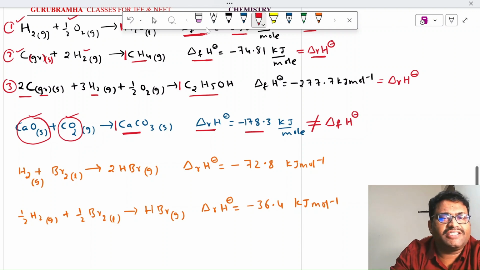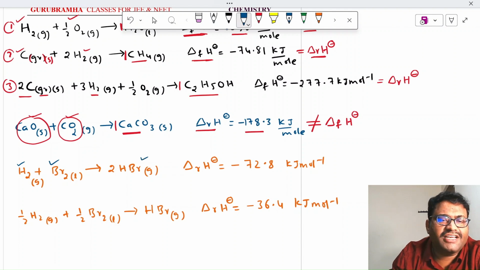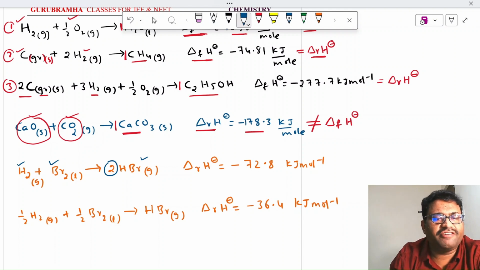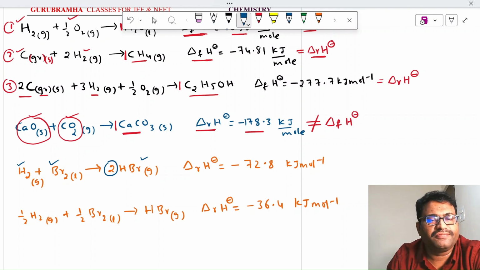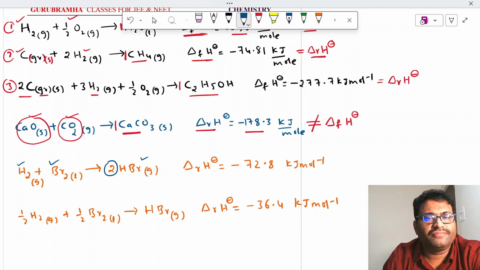So for the next equation, let us go with H2 plus Br2. Hydrogen's most stable state is the gaseous state, bromine's most stable state is the liquid state, and HBr's most stable state is the gaseous state. Okay, everything is fine. But what about this? 2 moles of HBr are formed. From the definition of standard enthalpy of formation, we have studied that only 1 mole of the compound must be formed. But here, how many moles of compound are formed? 2 moles of the compound are formed. Again, it is not satisfying the definition.